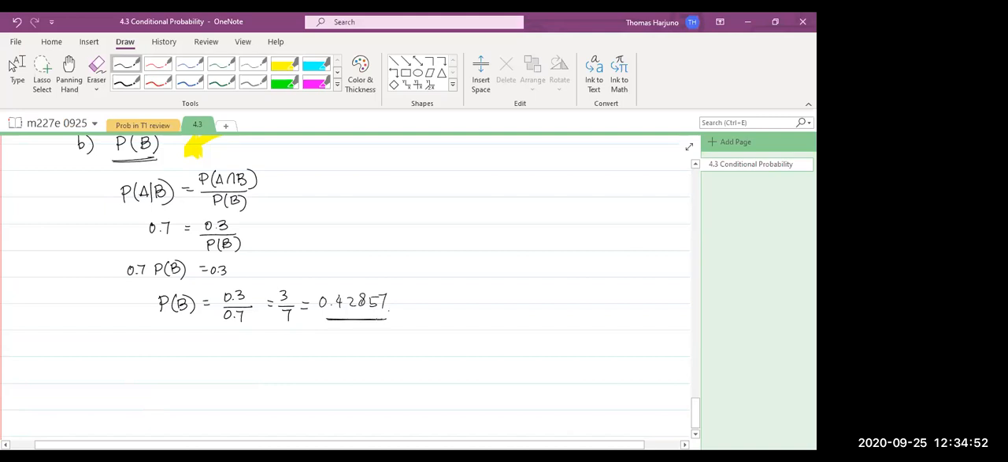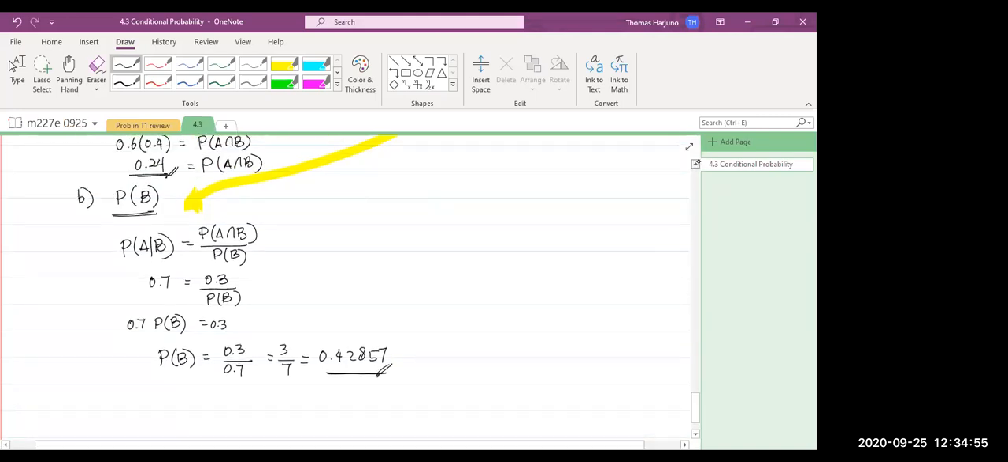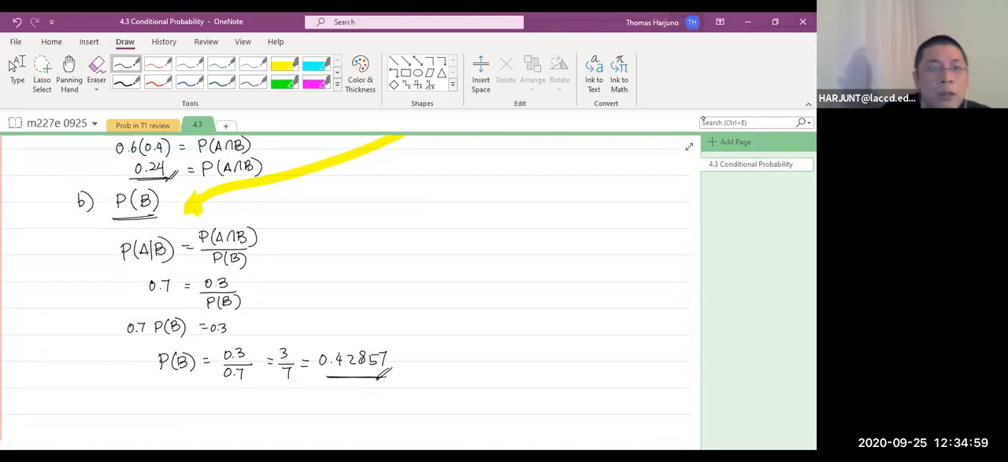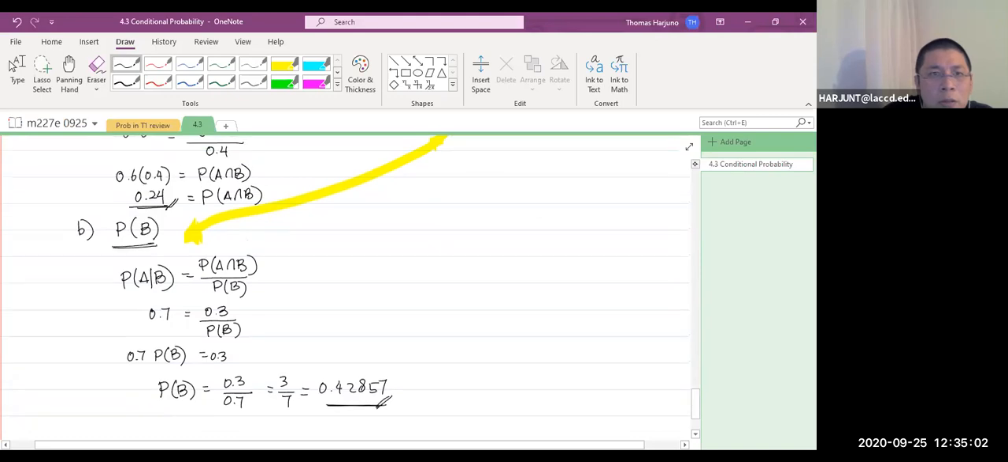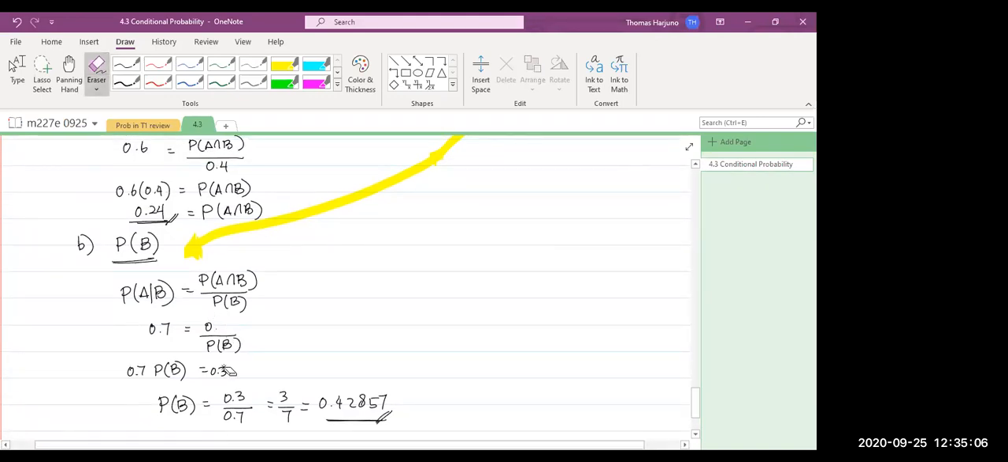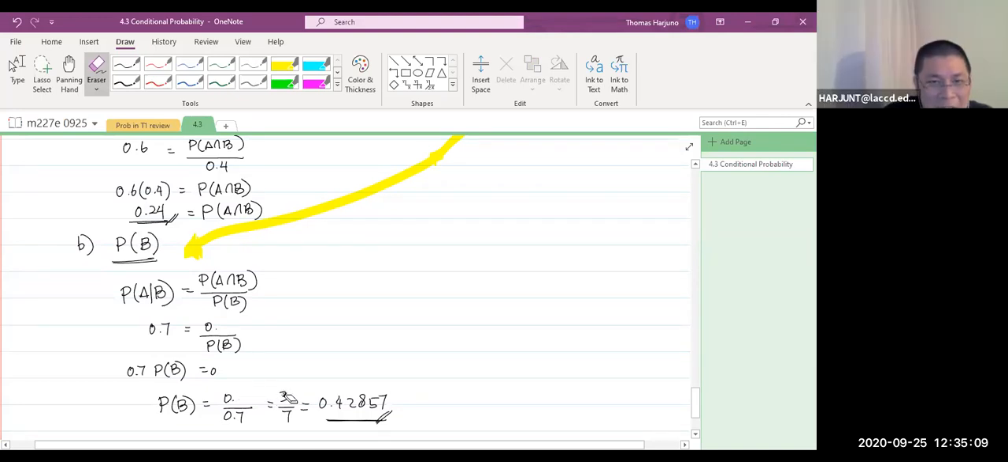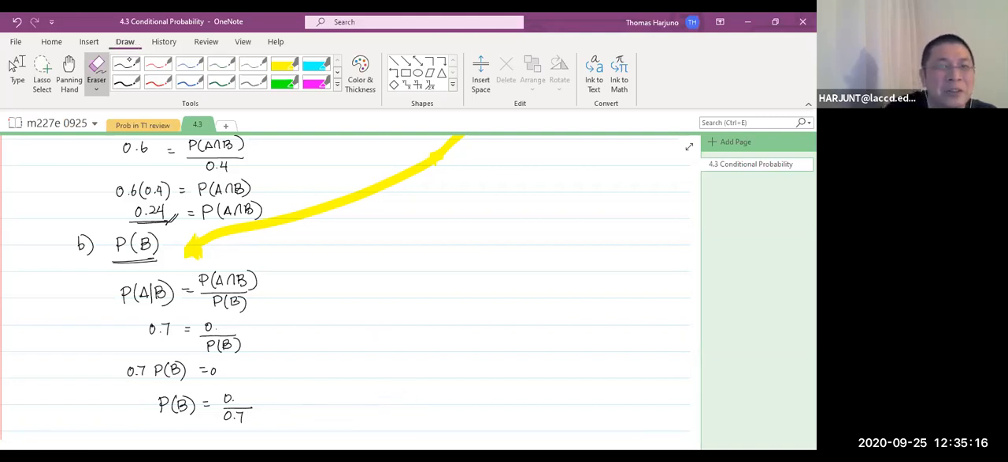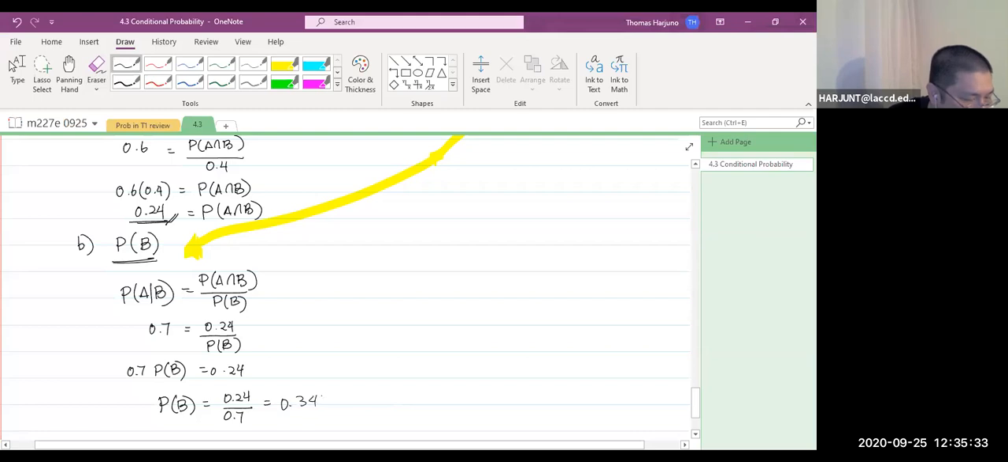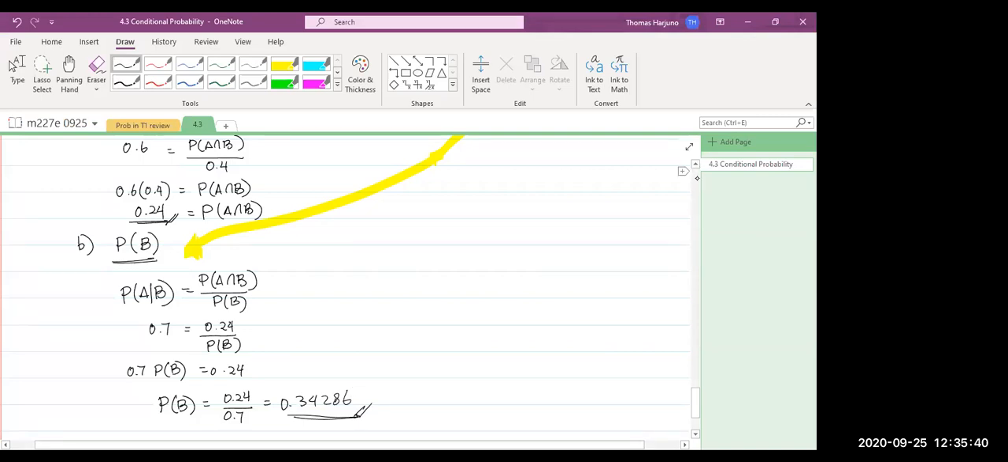Professor, were we supposed to use 0.24 for the probability of the intersection? Ah, my bad. Yes, the intersection. Why did I use 0.3 there? Thank you. I'm glad, at least now I know somebody pays attention. My mistake, so you're right. Where did I get that 0.3 earlier? It's from the previous question, I guess. So this is 0.24 divided by 0.7. That's 0.34286. Is it okay now? Yeah, I got the same thing.